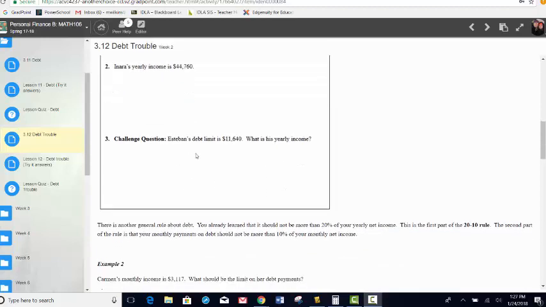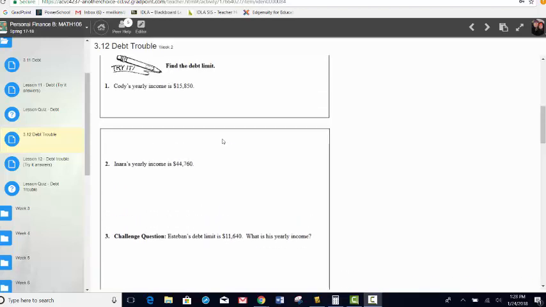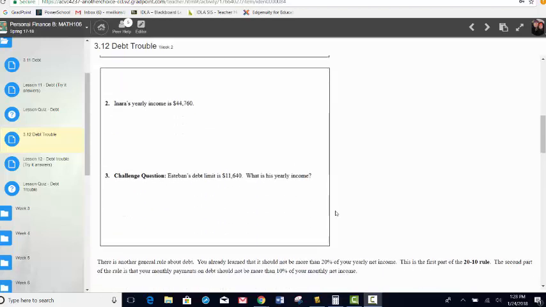On this one, you'll see this question on your quiz as well. It's telling you the debt limit and then asking what their yearly income is. This doesn't necessarily mean that this is how much Esteban has in debt, but this is what his debt limit should be yearly. So in order to figure out what his yearly income is, you just reverse what we were doing up here.